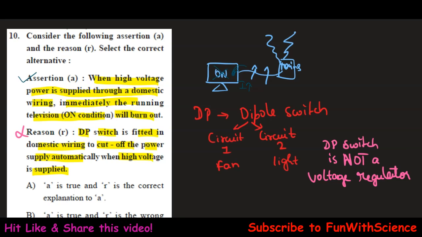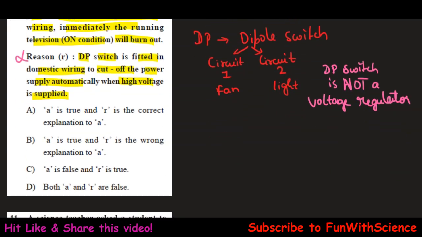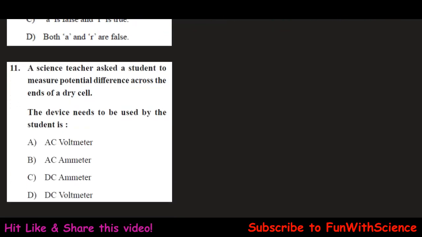So let us see the given options here. We can see that in the given options, assertion is true and reasoning is the wrong explanation to the assertion. Therefore, option B is the correct answer. Moving on to the next question.